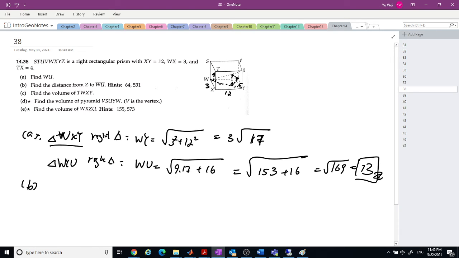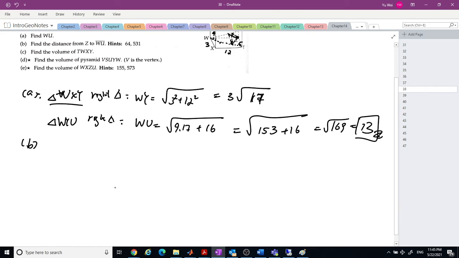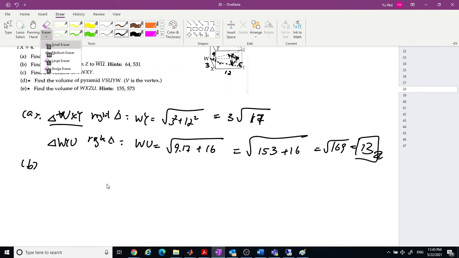Okay, so now let's see. We can try to prove that WU is perpendicular to a face, right? Okay, now let's do this. Okay, so let me draw this one. Let me draw a big picture.